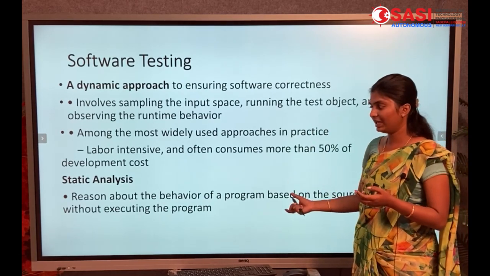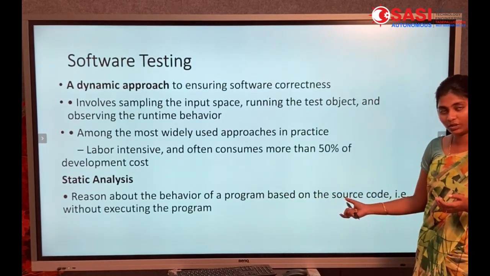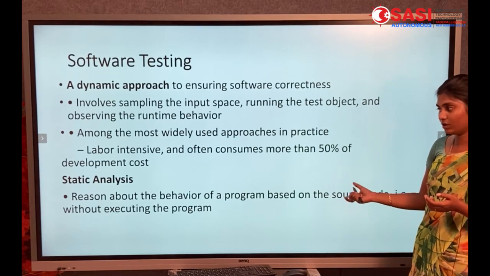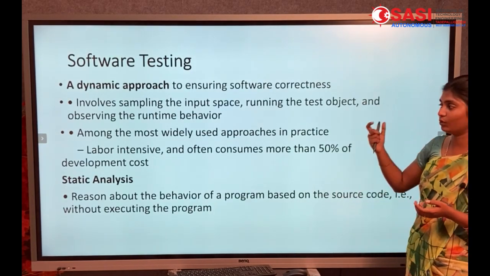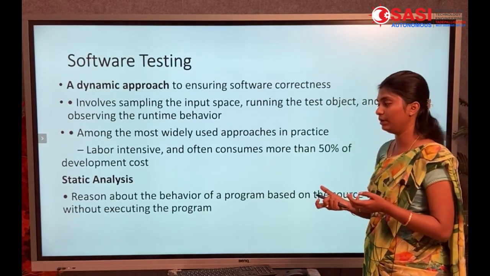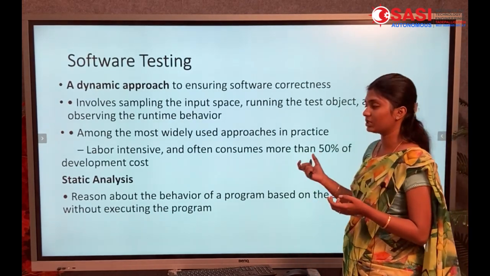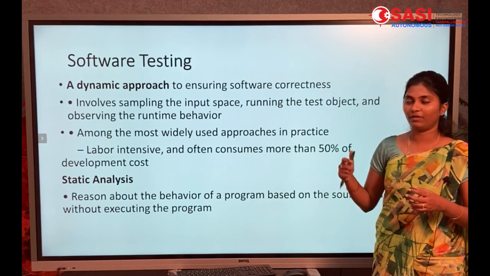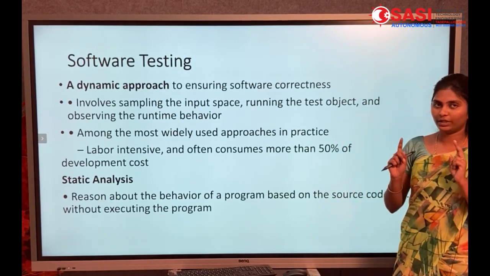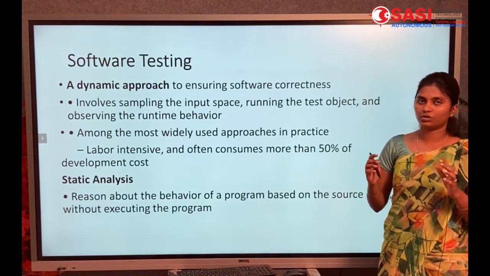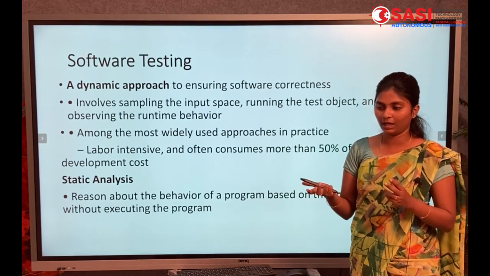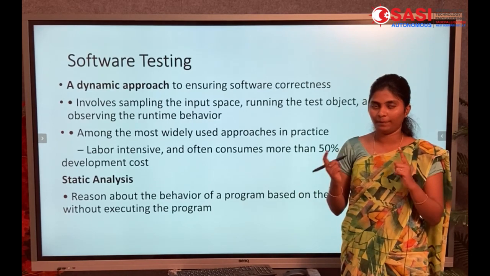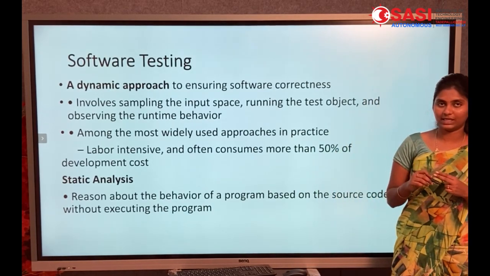So internally, without executing or without knowing anything, we can do the static analysis. But for dynamic analysis, we have to ensure what the spaces are, what inputs are taken, and what the testing objects are. To observe all this, we have to know the dynamic approach. So there are two types of approach. Software testing introduction is nothing but checking whether software is bug free, comparing actual and expected results. Next we will know about the SDLC phases.